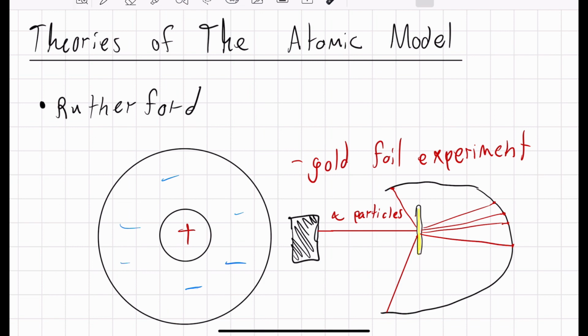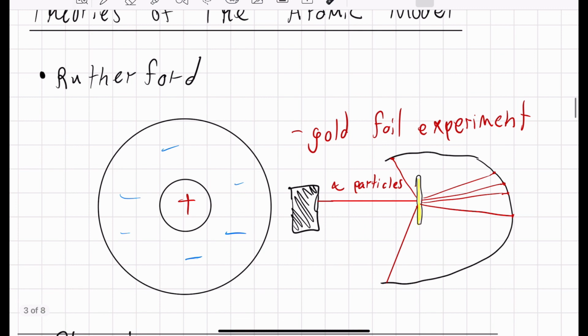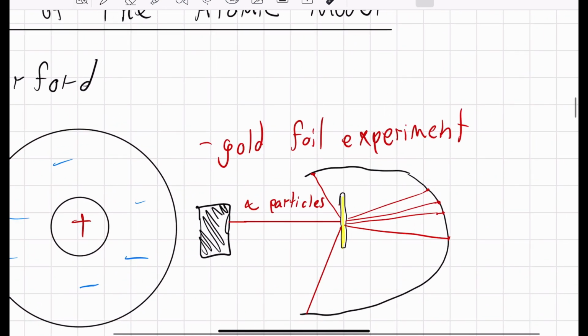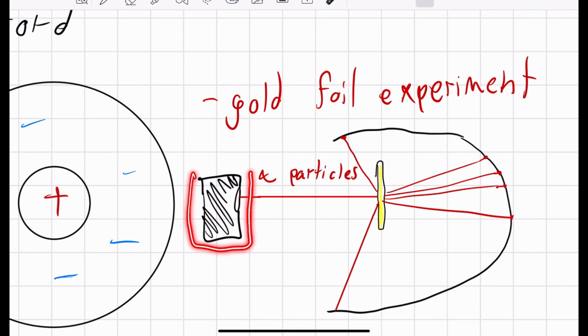So first off, there's Rutherford's theory, which is basically an atom with a positively charged nucleus in the center with negatively charged electrons surrounding it. And he discovered this using the gold foil experiment, where he shot positively charged alpha particles from a source of radioactive decaying element. And these alpha particles were shot at a gold foil.